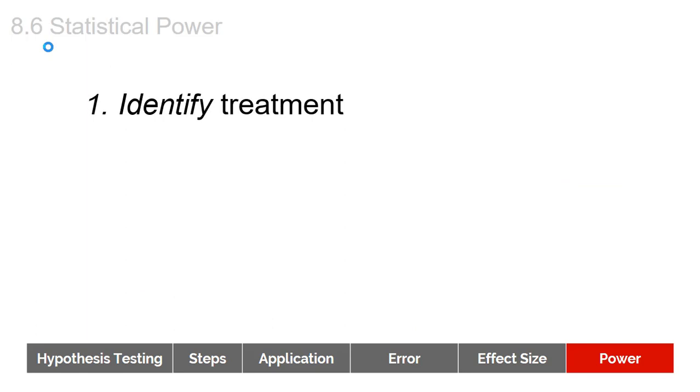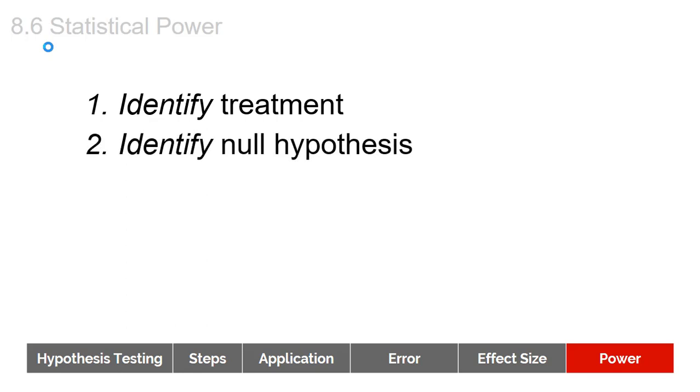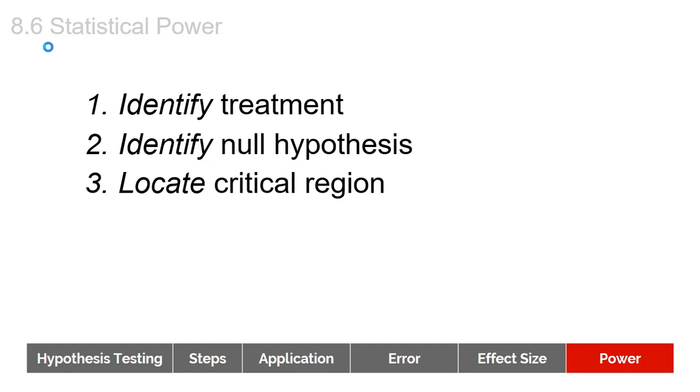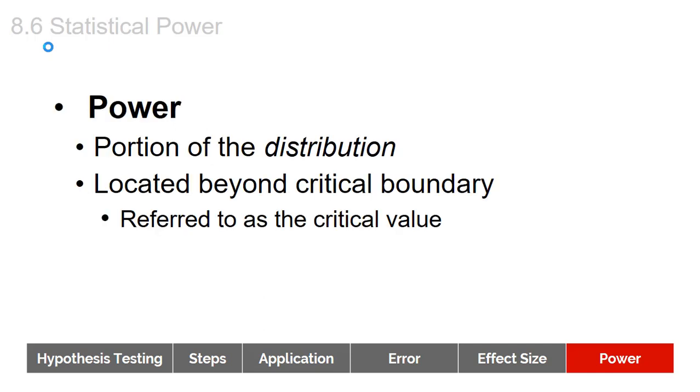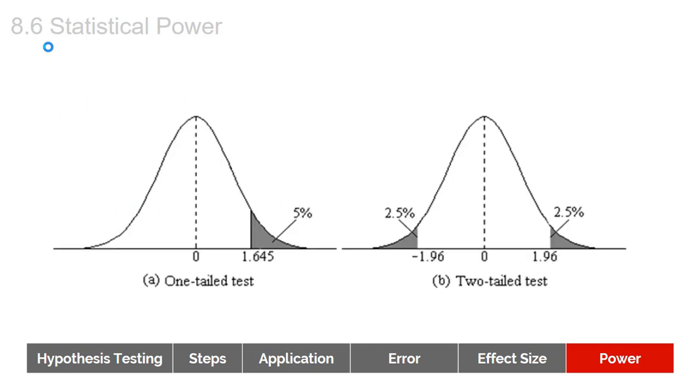What is it that we are going to be manipulating? We identify the null hypothesis and then we locate our critical region. These are the first steps in identifying statistical power. So power is that proportion of the distribution that is located beyond the critical boundary. We've been referring to this as the critical value, but it is the power of a statistical test.